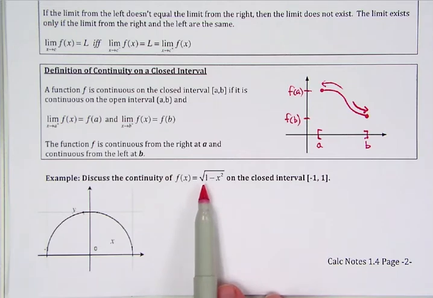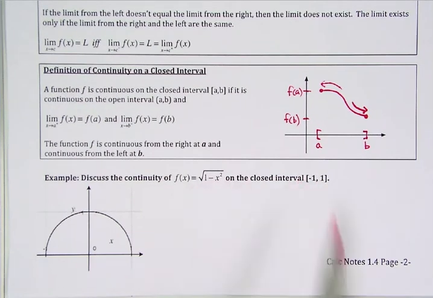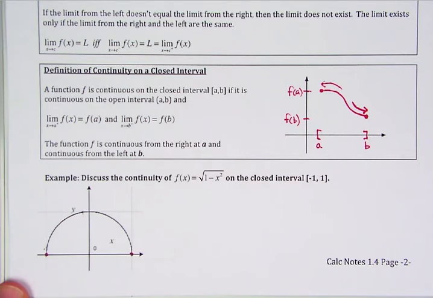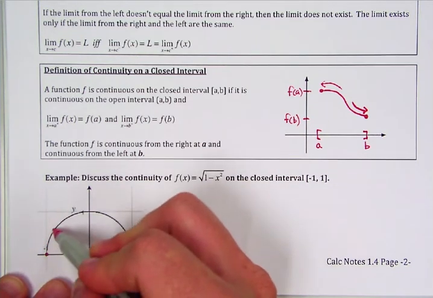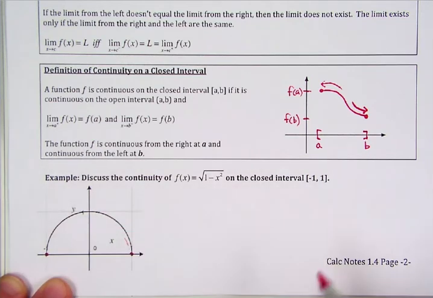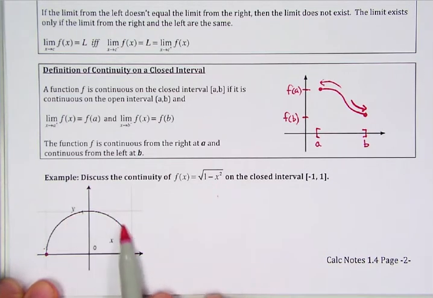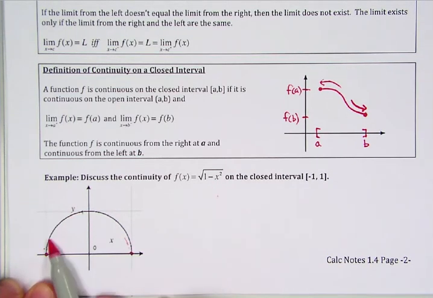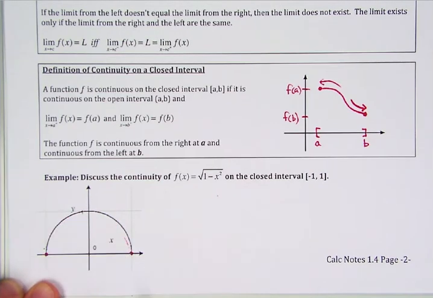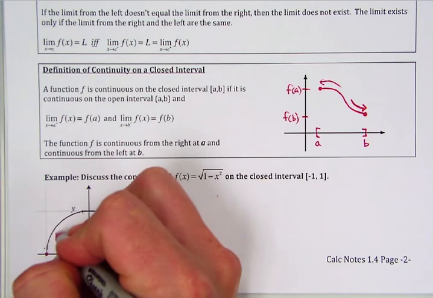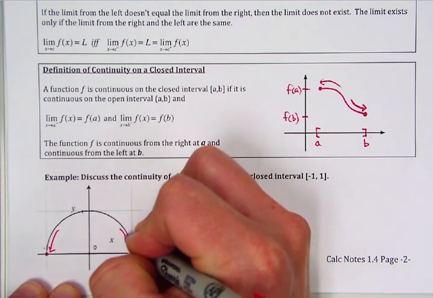So we have the square root of 1 minus x squared on the closed interval [-1, 1]. So we are using these x points, negative 1 and 1. So first off, is this continuous on the open interval? Okay, so if we plug in anything from negative 1 to 1 in here, we do get a value, so it is defined, and we can find all of those limits. So we know it's continuous on the open interval. Now we're going to check the closed interval. So coming here from the left and from the right.